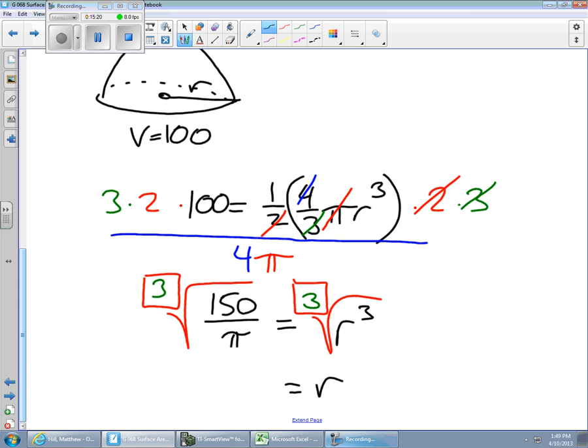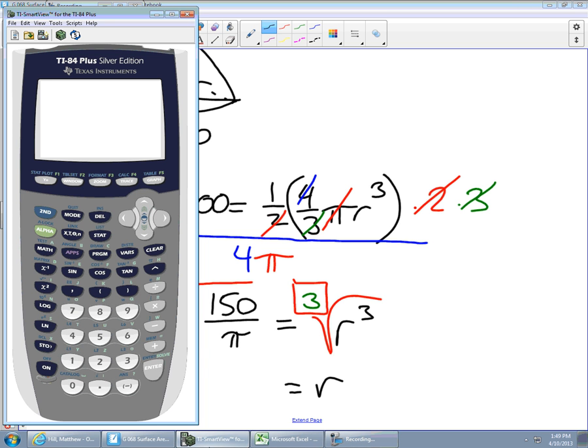That leaves r. The question is, how do you work this thing over here on the left? Well, for geometry students, you don't. Your calculator will. The way you do it, it's in the math menu, and there's even an option programmed for you already. Option number 4 is a cube root.